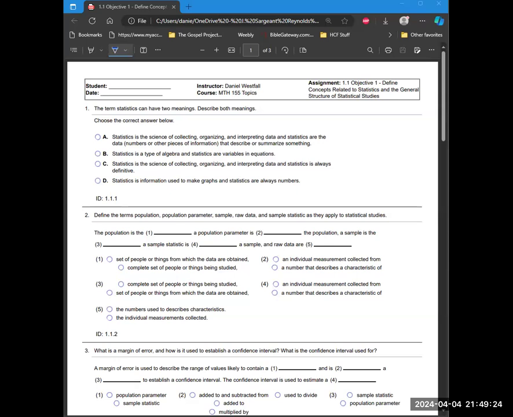of statistical studies. Question 1 asks us, the term statistics can have two meanings. Describe both meanings. Statistics is the science of collecting, organizing, and interpreting data, and statistics are the data, that is, numbers or other pieces of information that describe or summarize something. So that's option A.